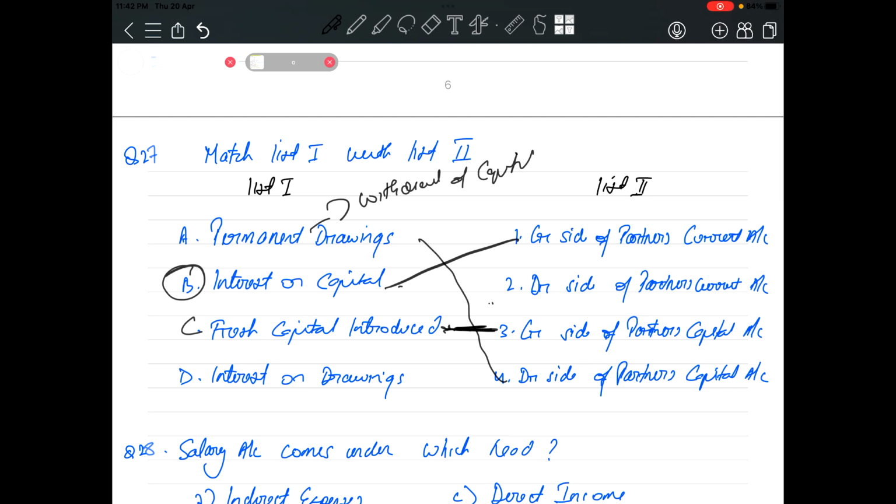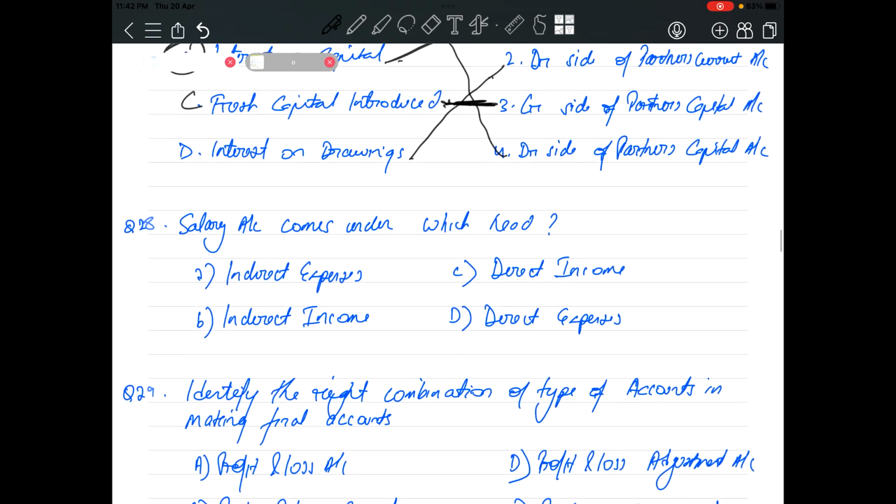See, this is the way questions will trick you. You have to be very, very careful. Now interest on drawings will go to debit side of partner's current account. It will reduce the capital balance. So we are done with question number 27.